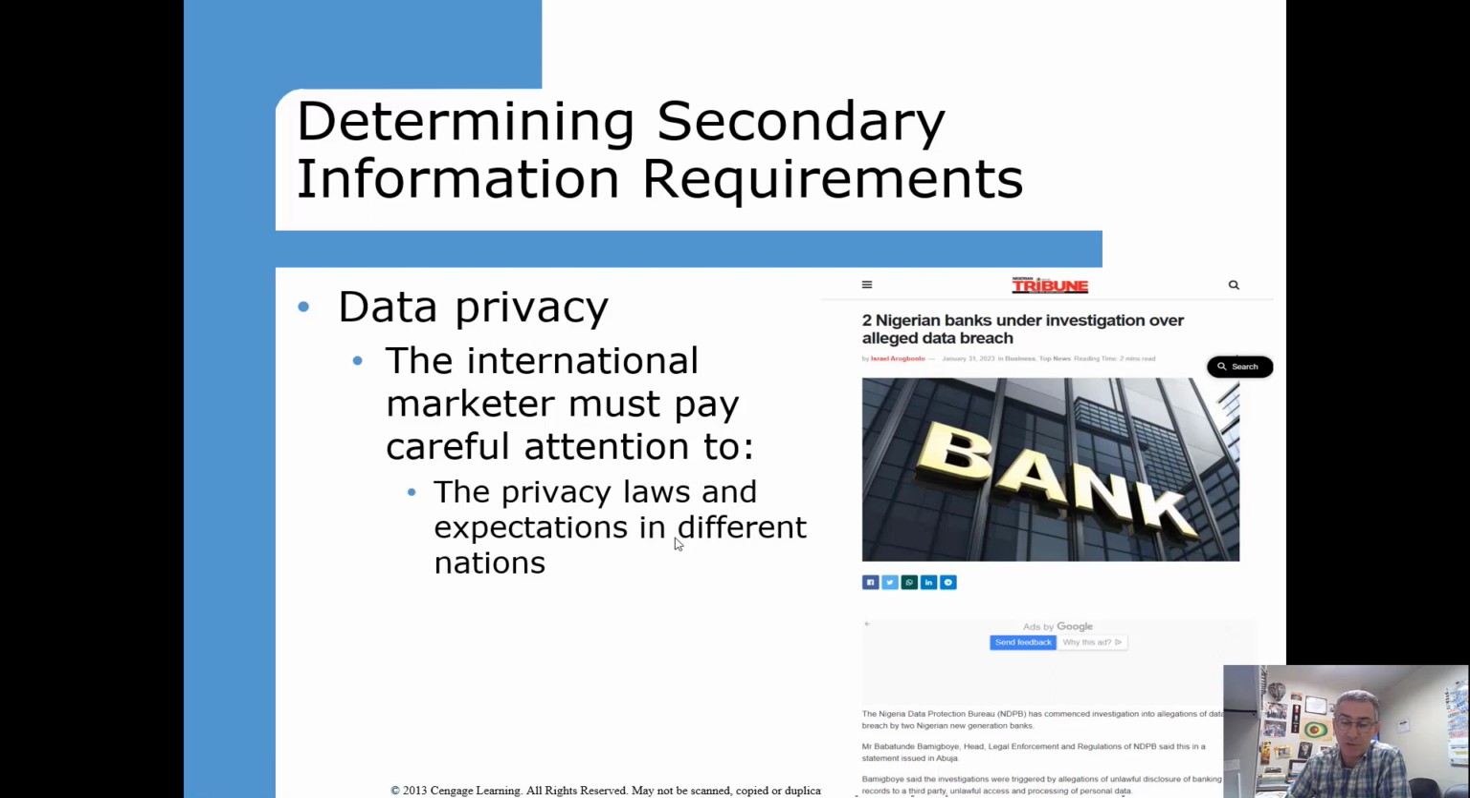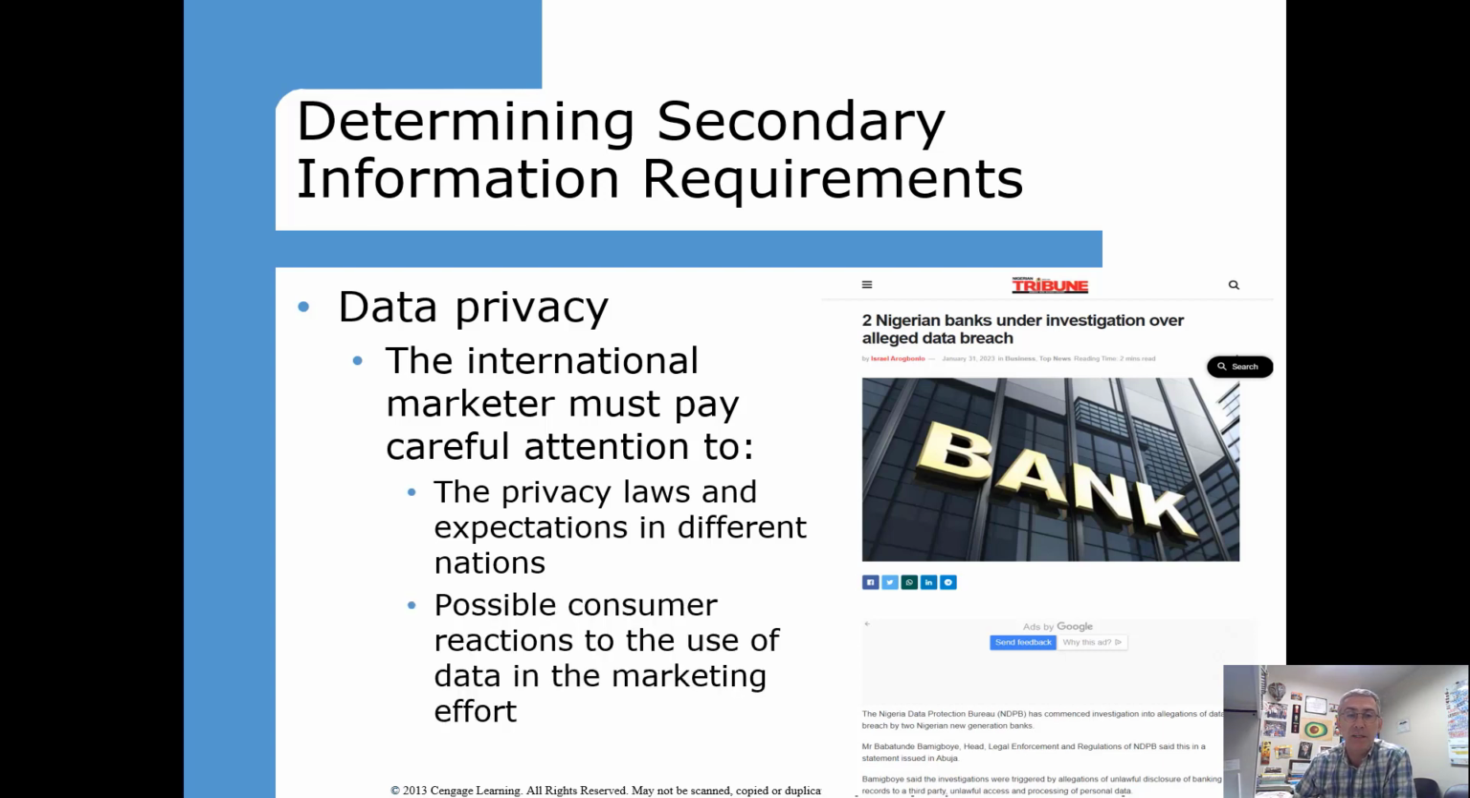Same thing when you're doing a master's program or a doctoral program and you're going out there with your questionnaires, and if you're dealing with people, there are a lot of rules and laws in terms of how you handle sensitive information like that. Possible consumer reaction to the use of data in the marketing effort. So here's an example that I have.